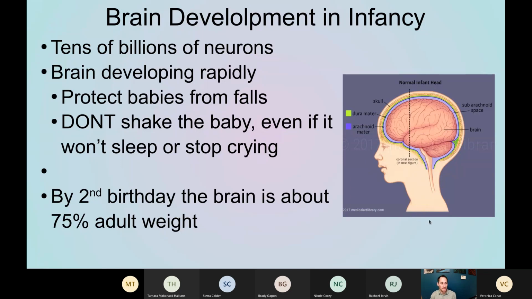Very good. So other things that might be part of this process of giving our brain essentially more density and more weight between age 2 and adulthood.